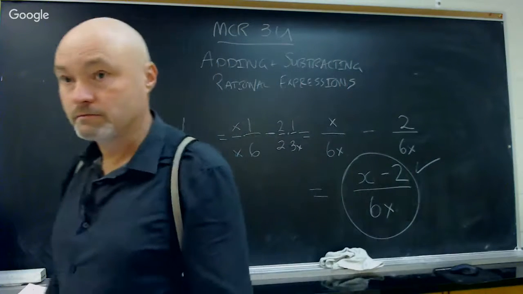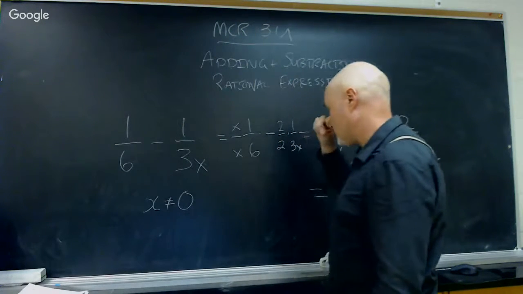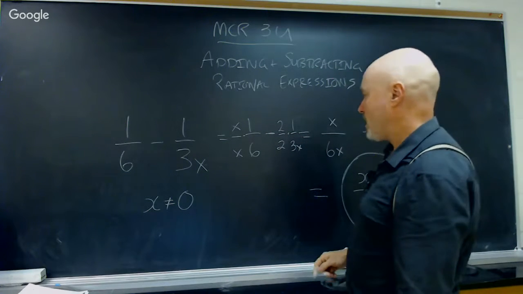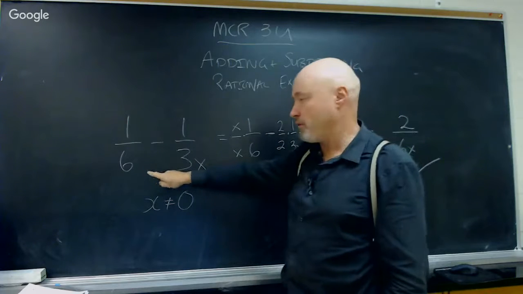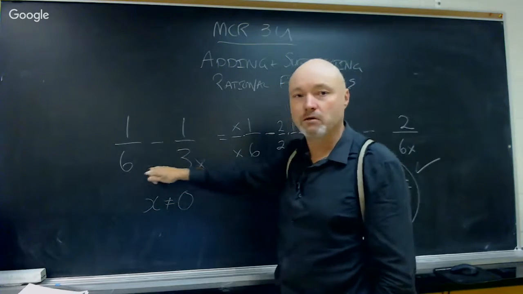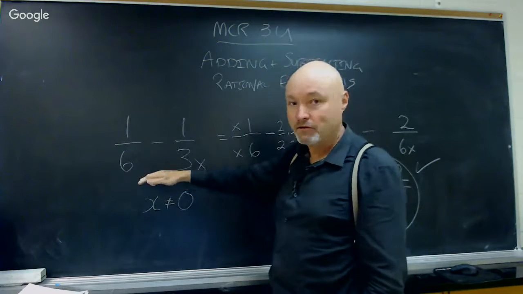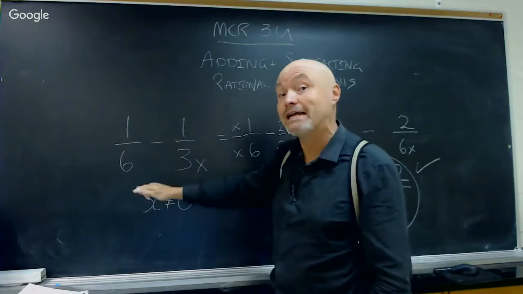That's the answer. So you notice this business, you have to get a common denominator, okay? You could have also done the big crash, which is you just multiply these both together, and you would have gotten a common denominator of 18x.